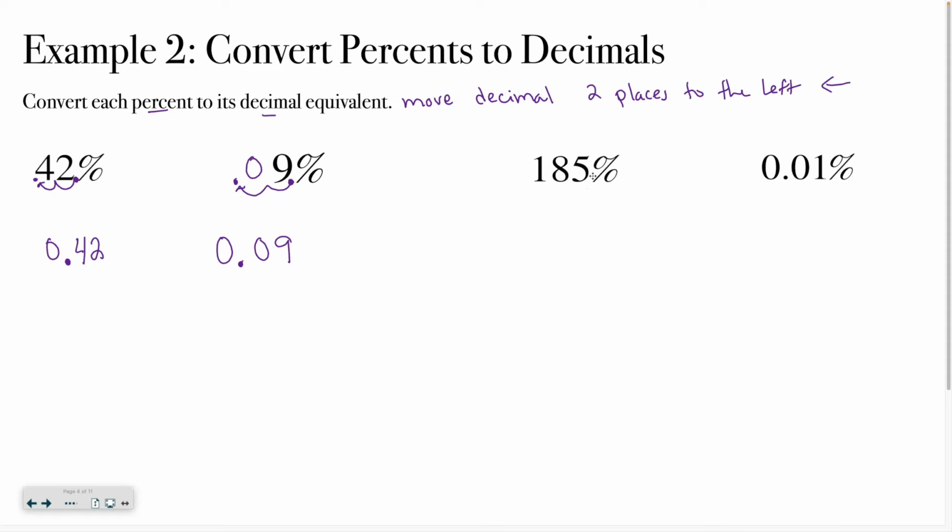Now for 185%, my decimal is after the 5. I need to move it 1, 2 spaces, so now my decimal is going to be in between the 1 and the 8. So 185% is the same as 1.85 as a decimal.